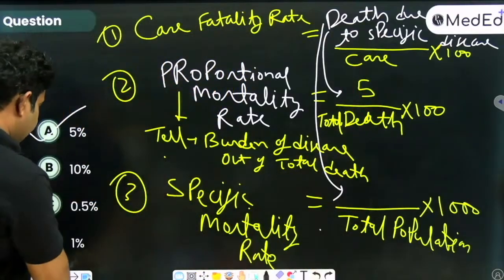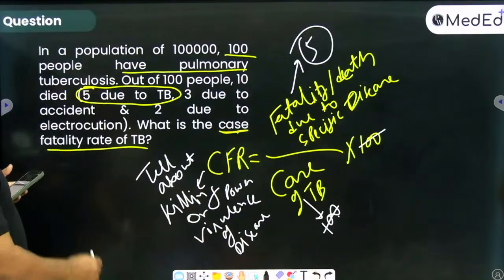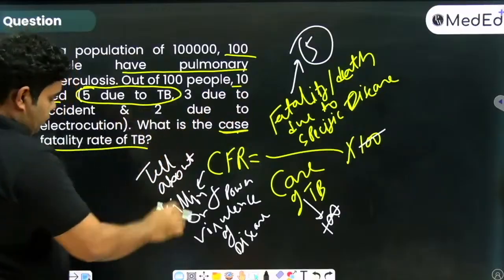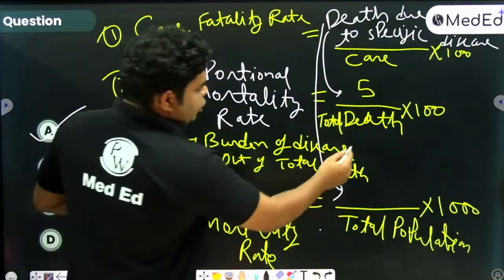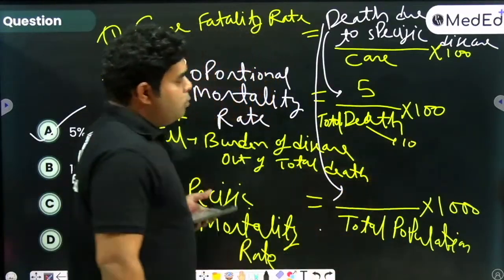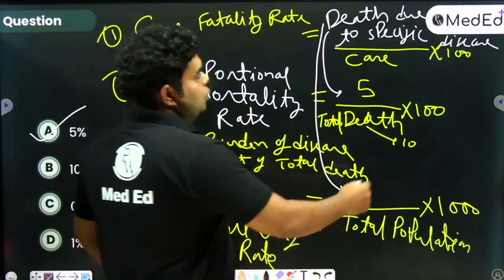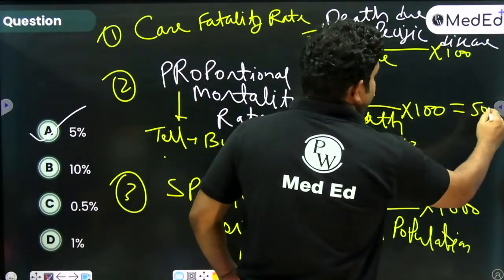What was the total death in our question? You can see total death was 10. 10 people total died. So the denominator you will put is 10, and the proportional mortality rate will come out to be 50%.